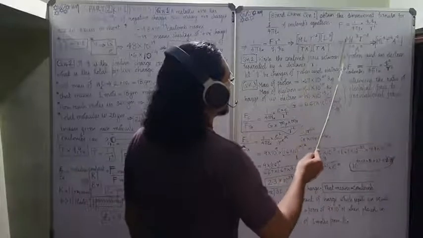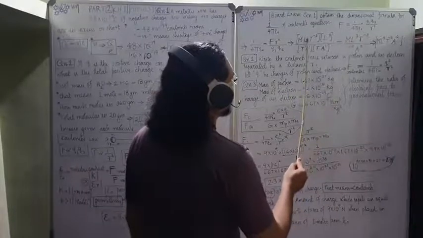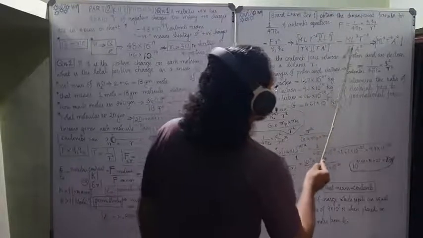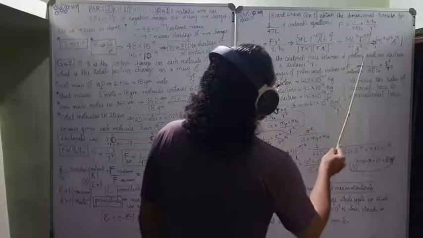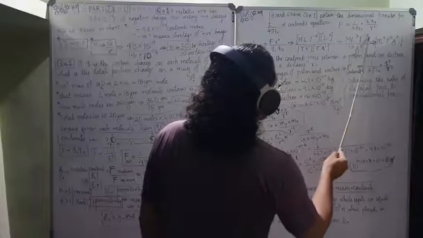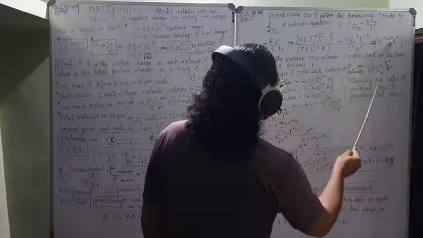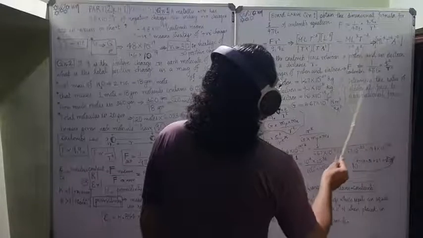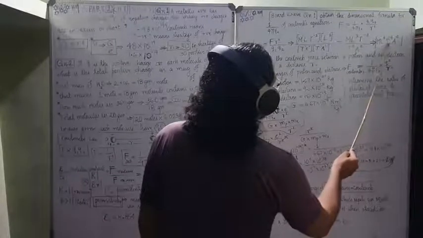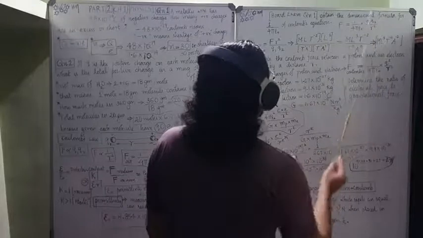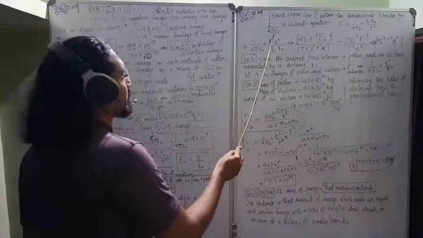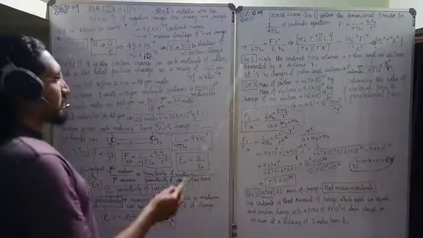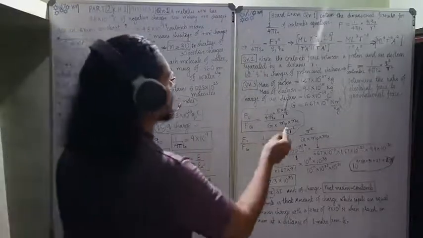Here M is placed, and L into L square gives L cube, T raised to minus 2. T raised to minus 2 in the denominator, when taken to the numerator, becomes T raised to minus 2. Then T raised to minus 2 into T raised to minus 2 is T raised to minus 4. So M L cube, T raised to minus 4. And A square, when taken to the numerator, becomes A raised to minus 2. So M L cube T raised to minus 4 A raised to minus 2 is the dimensional formula of 1 by 4 pi epsilon 0, the proportionality constant of Coulomb's equation.